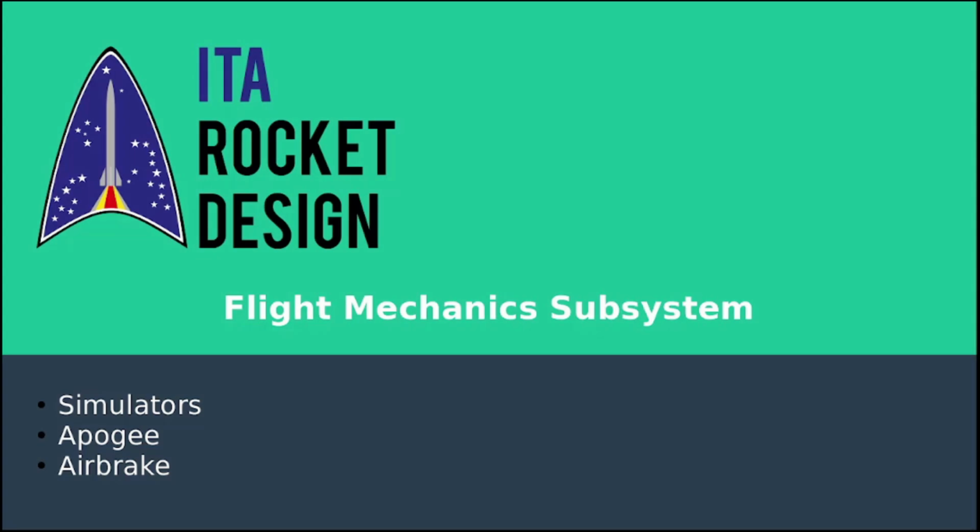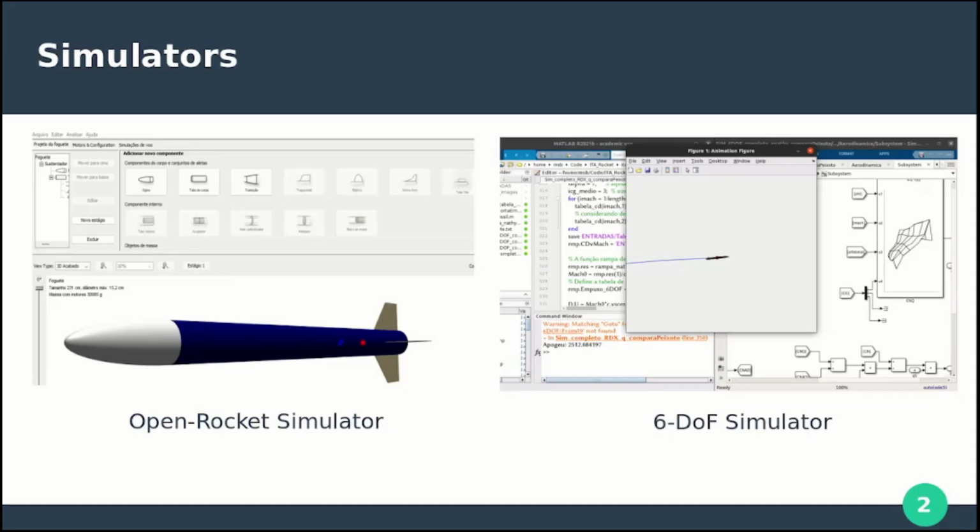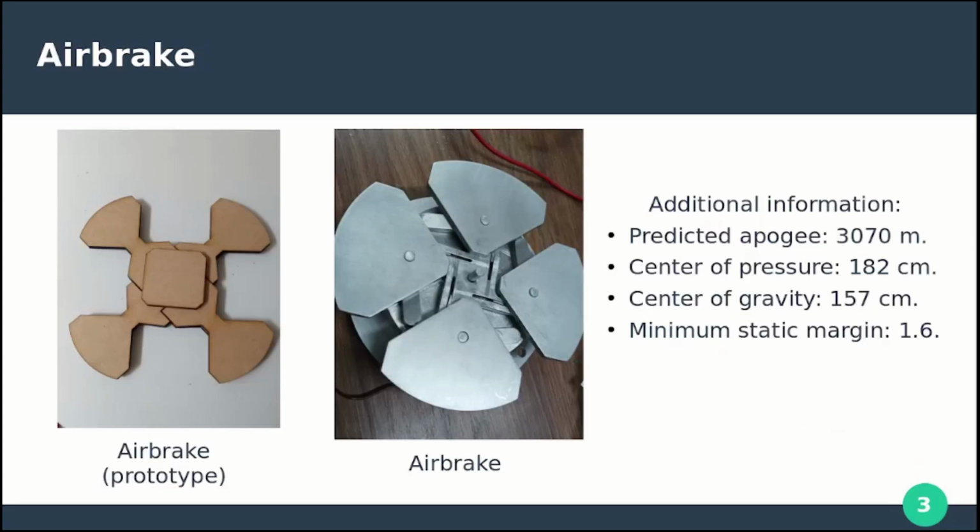In the Flight Mechanics subsystem, in the beginning of the project, we use a team-made simulator which considers only 2 degrees of freedom for the rocket. Further, when the main parameters of the rocket are obtained, we use a team-made 6 degrees of freedom simulator besides OpenRock to simulate the flights. The predicted apogee is 3070 meters, and this year we worked on an air brake in order to get an apogee closer to the target. The other information was provided by the 6DOF and OpenRock simulators.